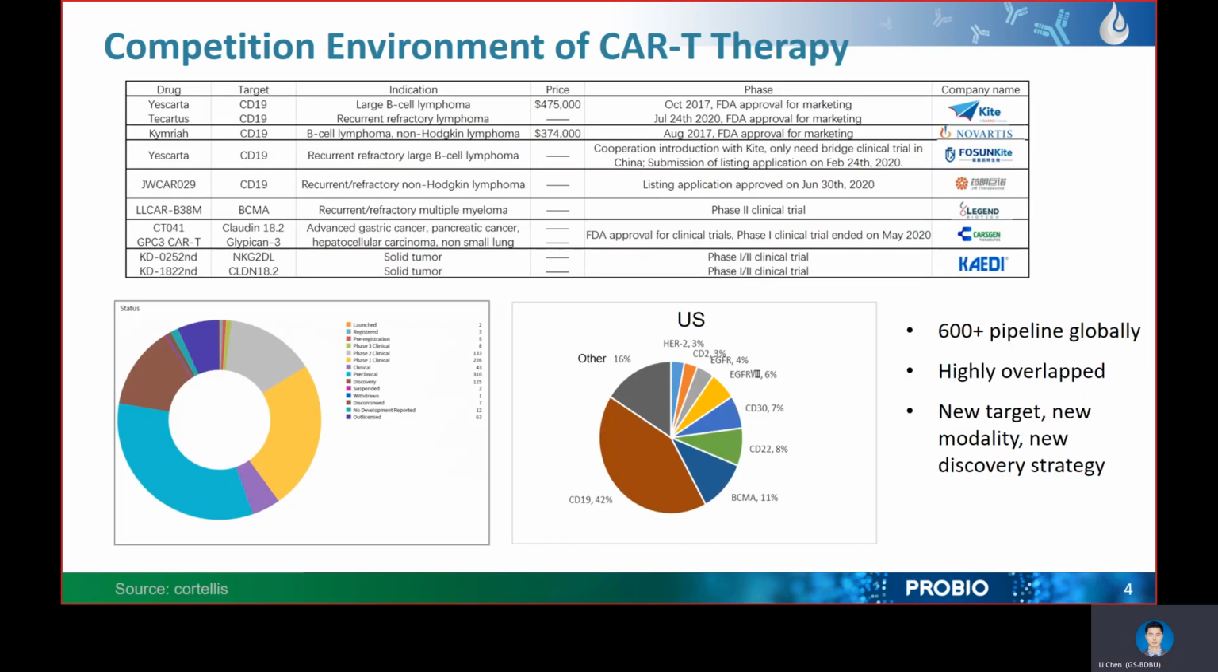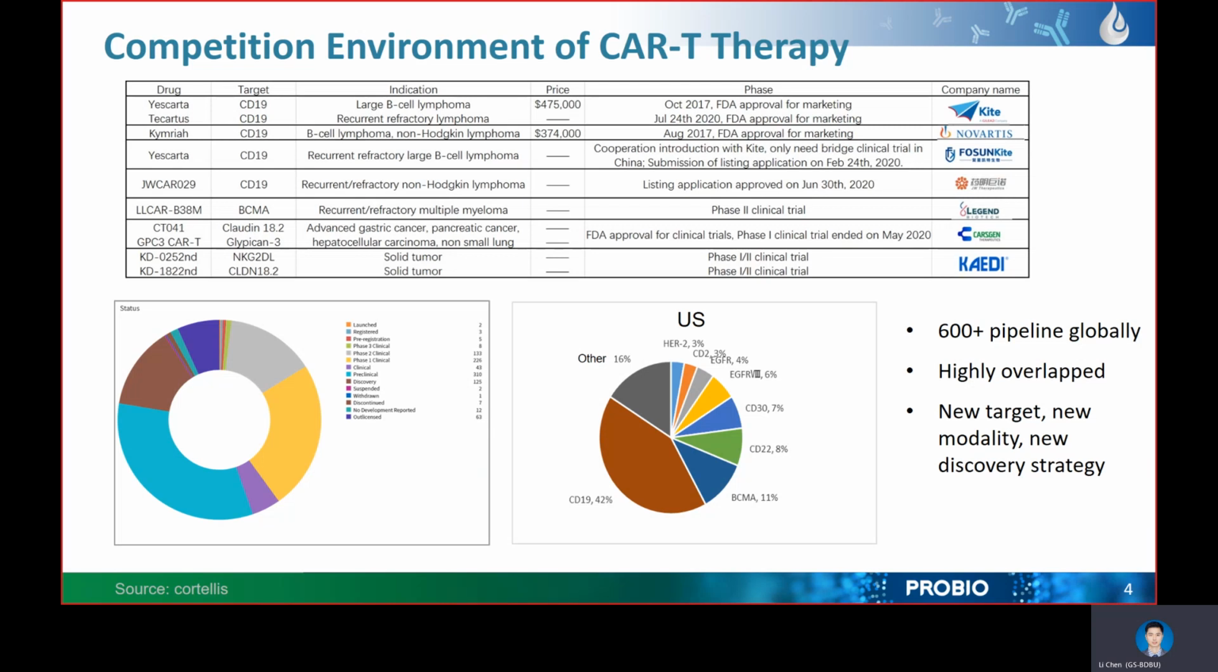Currently, there are 3 products officially launched, 2 from Kite and 1 from Novartis, followed by more than 600 ongoing CAR T R&D pipelines all over the world. In addition, over 40% of them are targeting CD19.